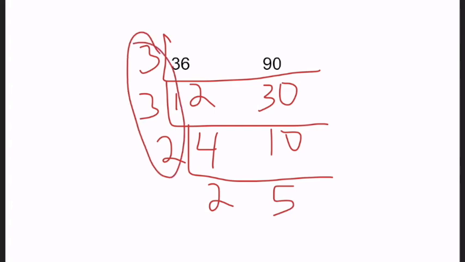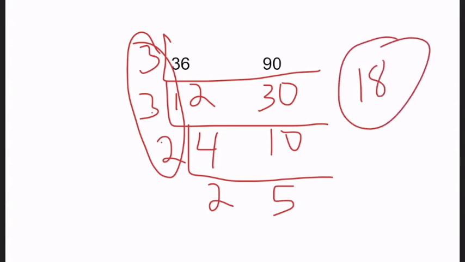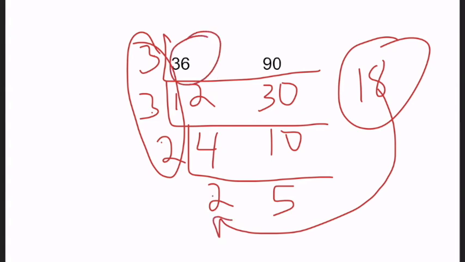I take these numbers and I multiply them. So it's 3 times 3 is 9 times 2 is 18. So the greatest common factor is 18. And another note, if I take 18 times 2, I'm going to get 36. 18 times 5, I'll get 90.